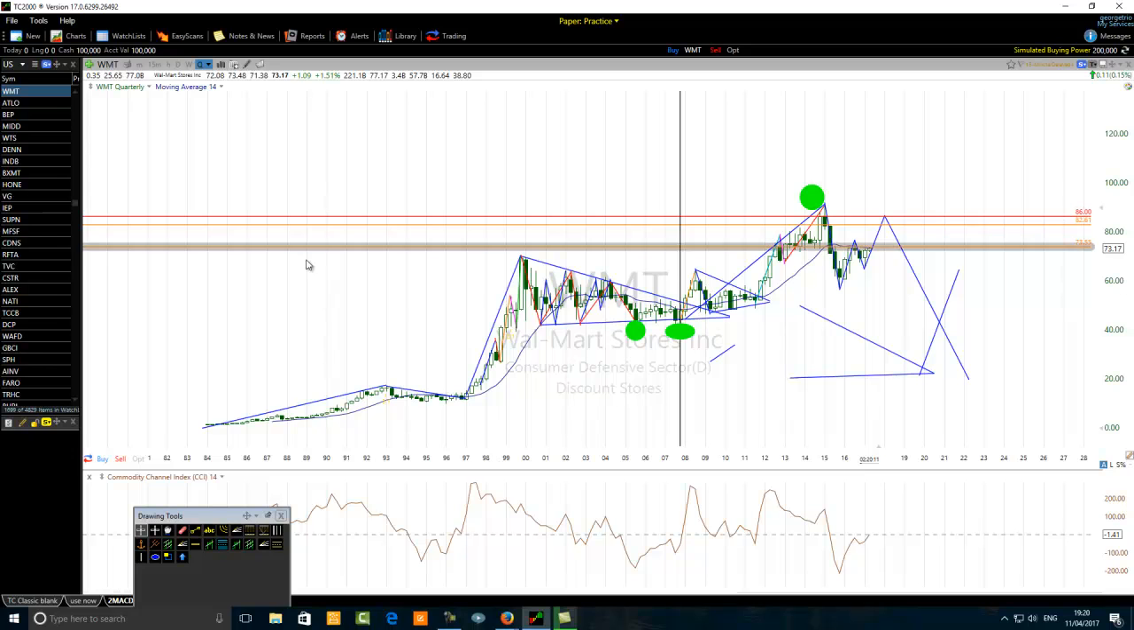Allow me to say this again. When we see the triangle in the fourth Elliott wave, it's indicating to us there is a high chance that the fifth wave will be extended. And this is what has happened here.